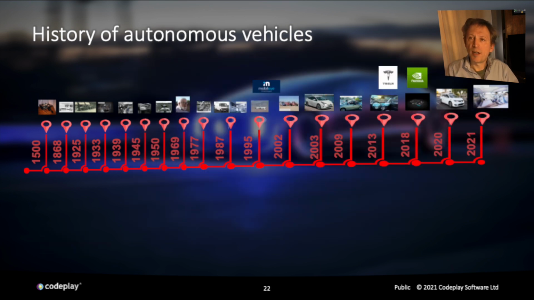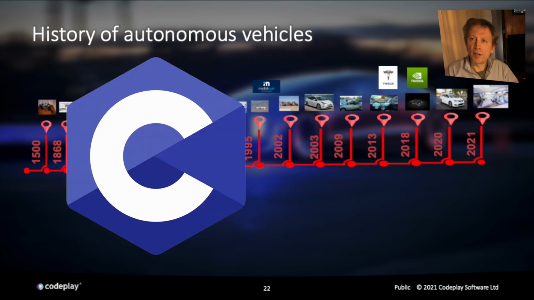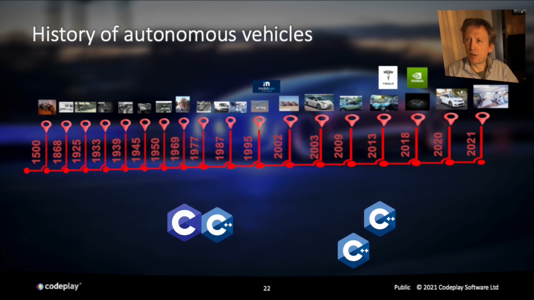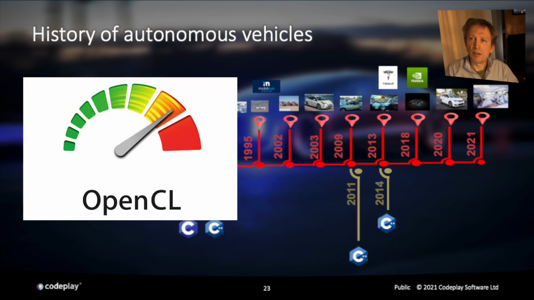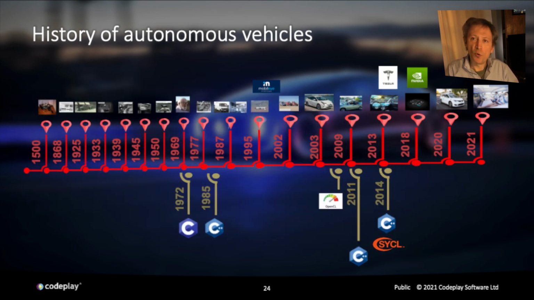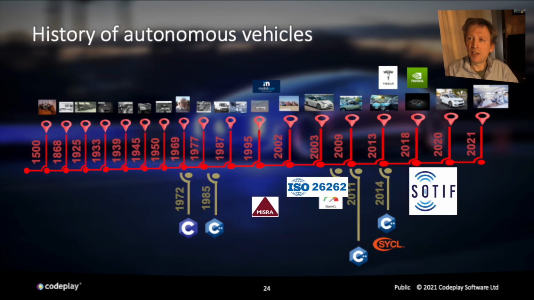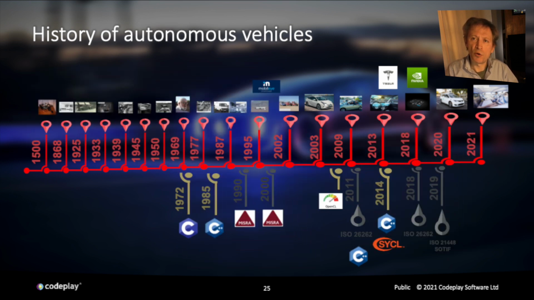Now, to add some context to this history timeline, let's drop in when the C and C++ languages appeared. Now drop in when OpenCL and SYCL made their appearance. And now I'll drop into the timeline the automotive safety standards that were beginning to emerge to address the concerns about software in vehicles as it was becoming more prolific from the 1980s onwards.